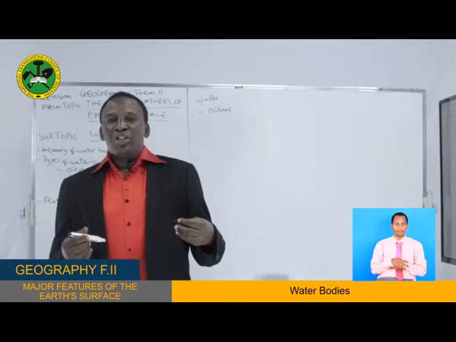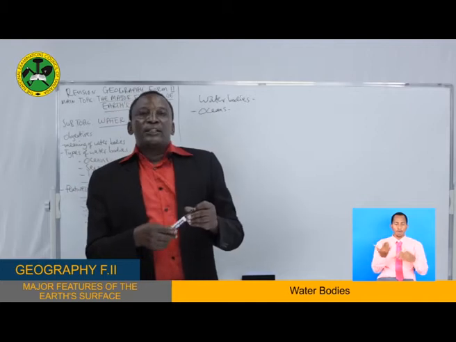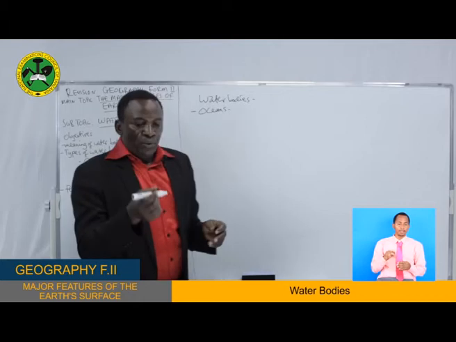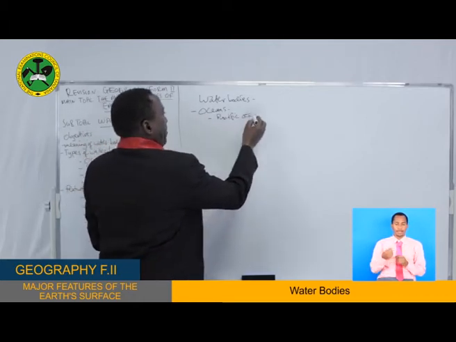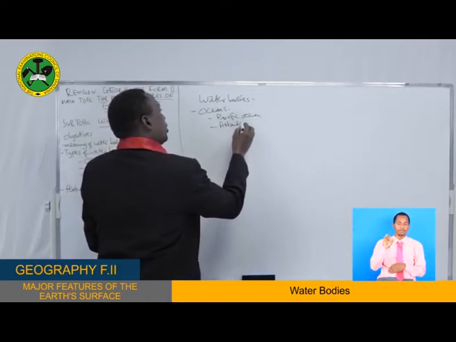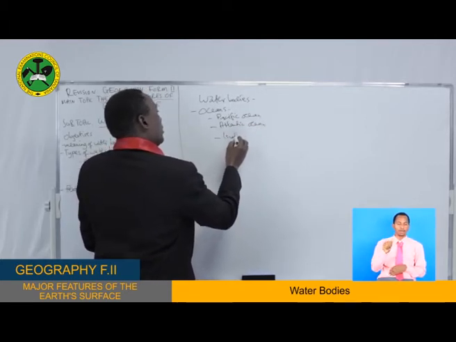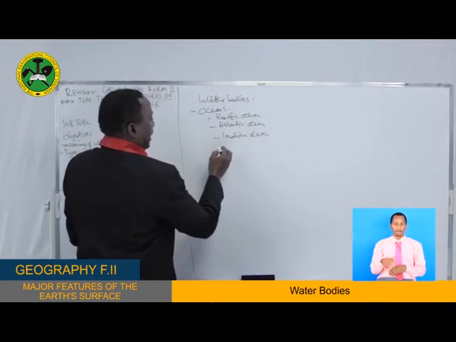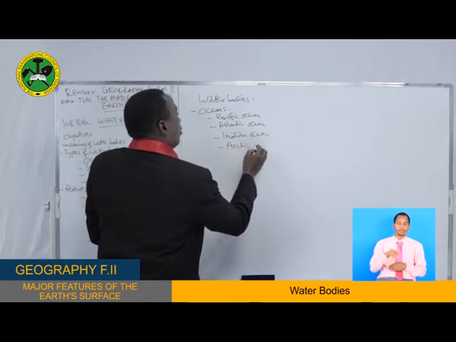Oceans are large bodies of salt water surrounded by land masses of the Earth. And there are types of oceans. One of them is the Pacific Ocean. Another is the Atlantic Ocean. Another is the Indian Ocean. The last here is the Arctic Ocean.